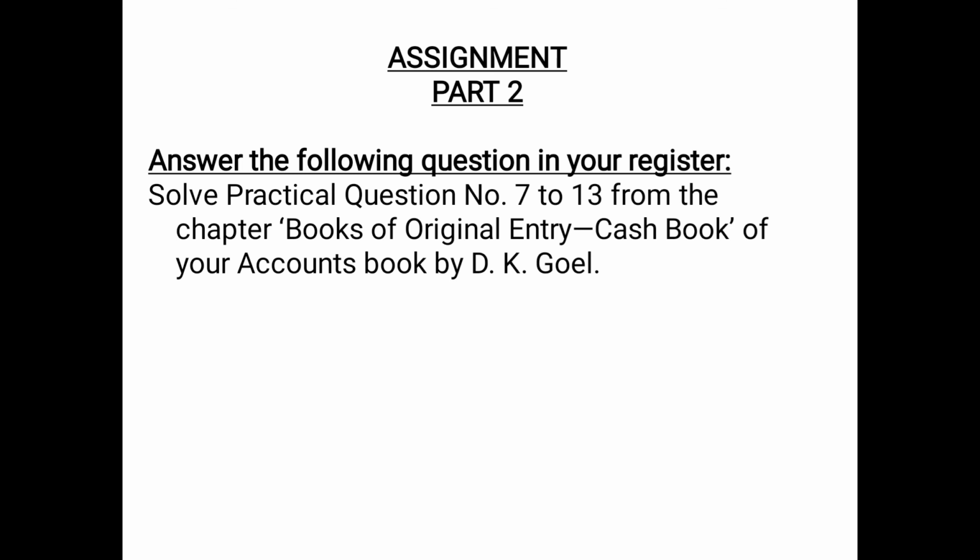So these are all the working notes with explanation. This is the assignment based on this part, children. You have to answer the following questions in your register. You have to solve practical questions number 7 to 13, that means 7, 8, 9, 10, 11, 12 and 13. All these questions are very good questions. These are based on triple column cash book from the chapter Books of Original Entry: Cash Book of your Accounts book by D.K. Goyal.